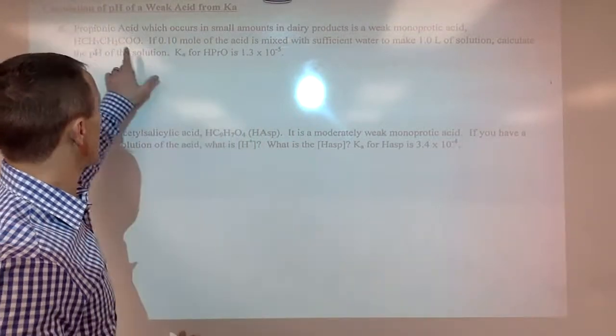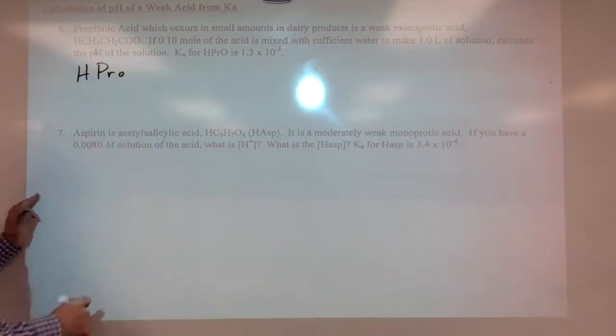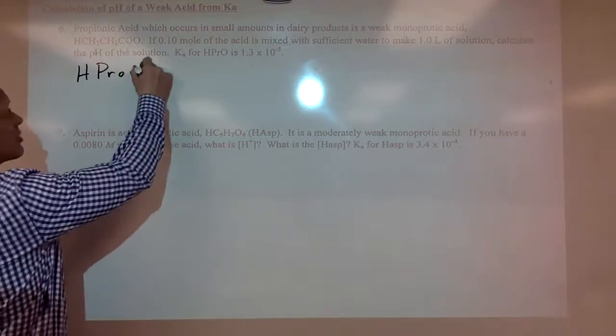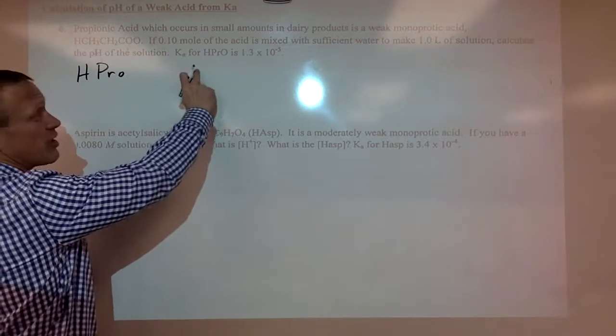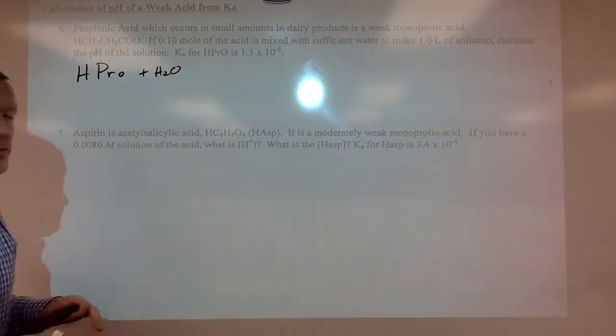So our acid here is propionic acid. I'm going to write that as just H-Pro. It says acid right here. You can write the whole thing out if you want to, but we'll just write it as H-Pro. I'm going to write my dissociation a little bit differently. Instead of drawing my arrow and drawing H plus and Pro negative, I'm going to do it with water. Remember, water is not part of your K expression, though.